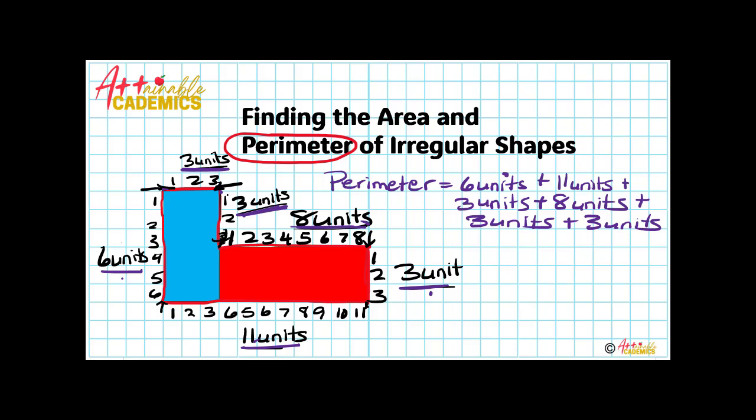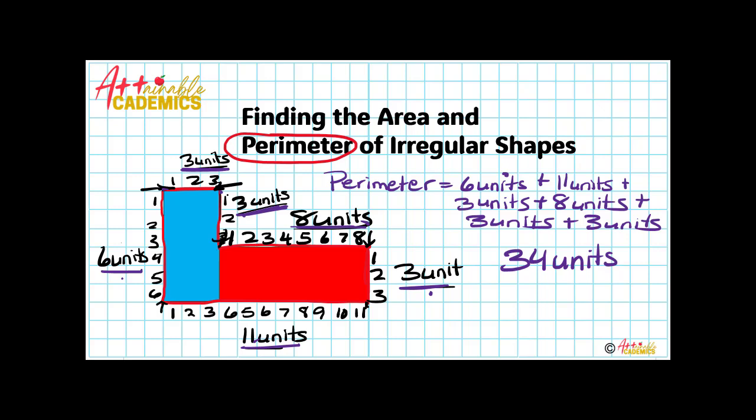Did you dare to add 6 plus 11 plus 3 plus 8 plus 3 plus 3? Did you do that yet? Go ahead, take your time. You can pause the video if you need to work it out and come right back, or you can just let me give you the answer. I don't know what you got, but I got 34. Did you get 34 as well? 34 units.